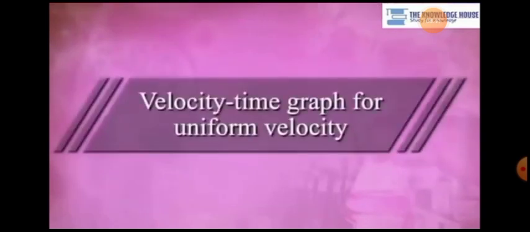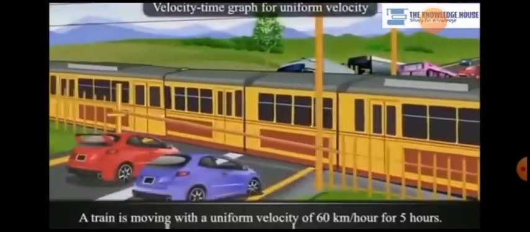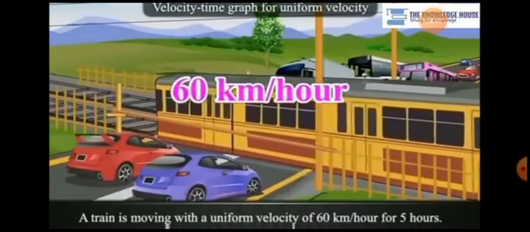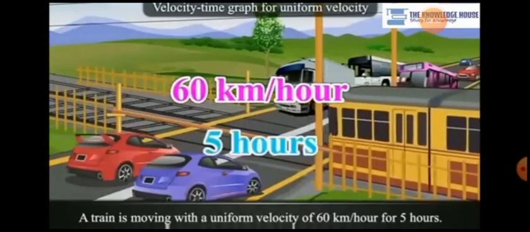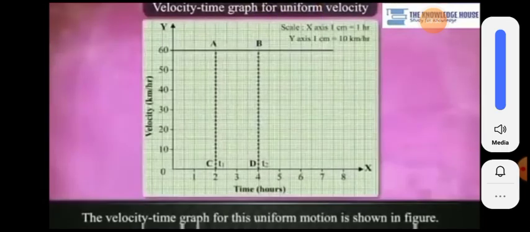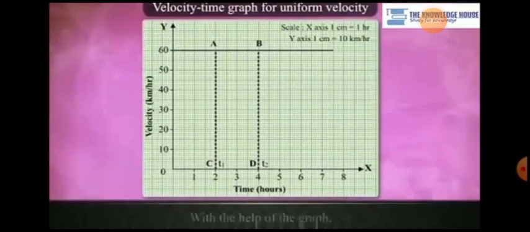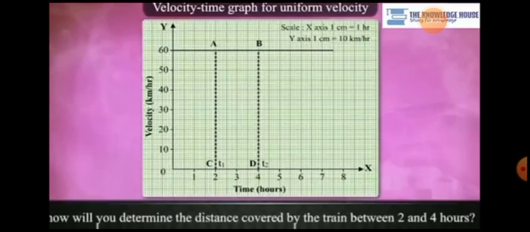Velocity time graph for uniform velocity. A train is moving with a uniform velocity of 60 km per hour for 5 hours. The velocity time graph for this uniform motion is shown in the figure. 1. With the help of the graph, how will you determine the distance covered by the train between 2 and 4 hours?